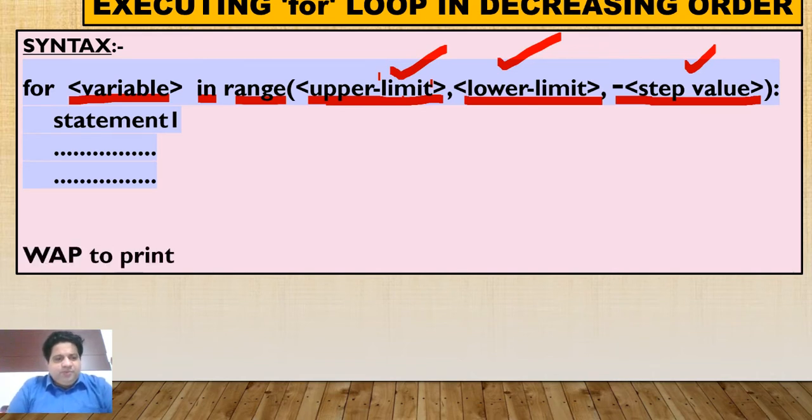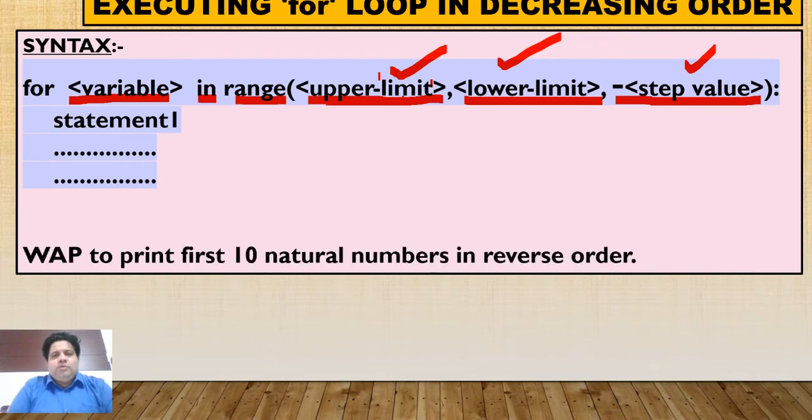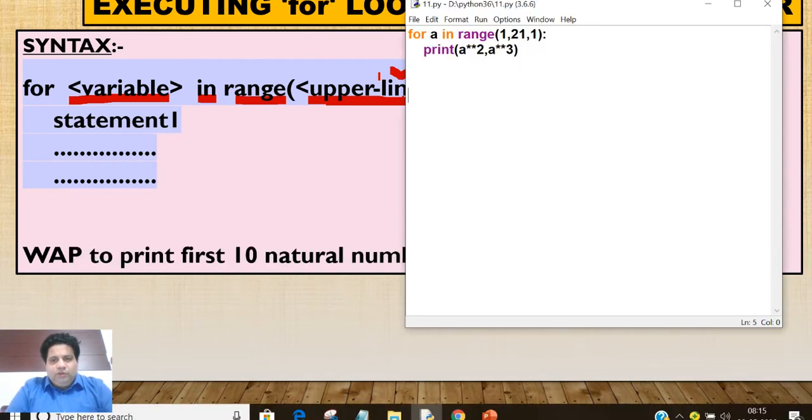Now the example: write a program to print the first 10 natural numbers in reverse order. We did this program in the previous tutorial, but we printed the first 10 natural numbers in increasing order. Now here you have to print the first 10 natural numbers in reverse order. So can you try it? Now we will follow the syntax.